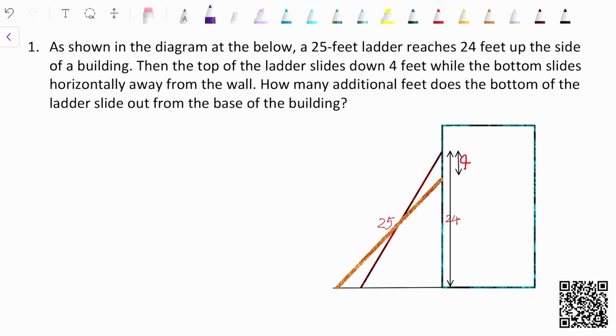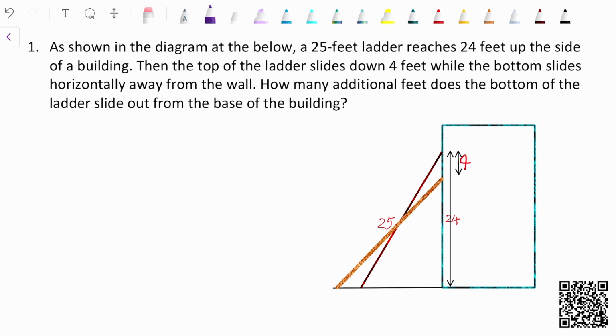Today's first question is, as shown in the diagram below, a 25 feet ladder reaches 25 feet up the side of a building. Then the top of the ladder slides down 4 feet while the bottom slides horizontally away from the wall. How many additional feet does the bottom of the ladder slide out from the base of the building?